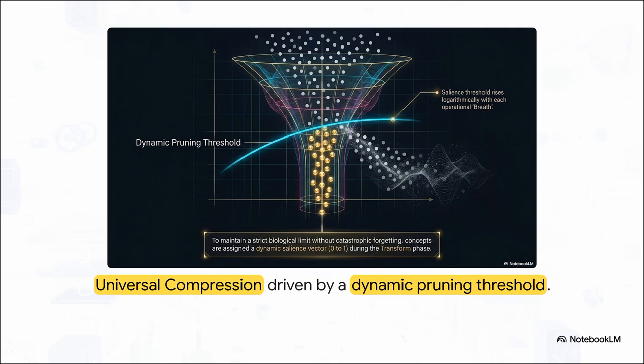This curve rises logarithmically. It's kind of like automatically clearing your web browser's cache, but it only deletes the static, useless noise, keeping the absolute most resonant, highly salient concepts intact. This totally prevents memory bloat while preserving all the essential truths.